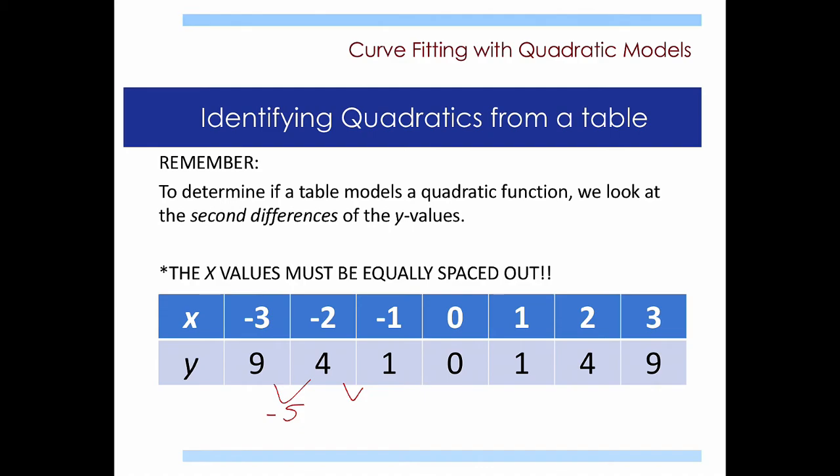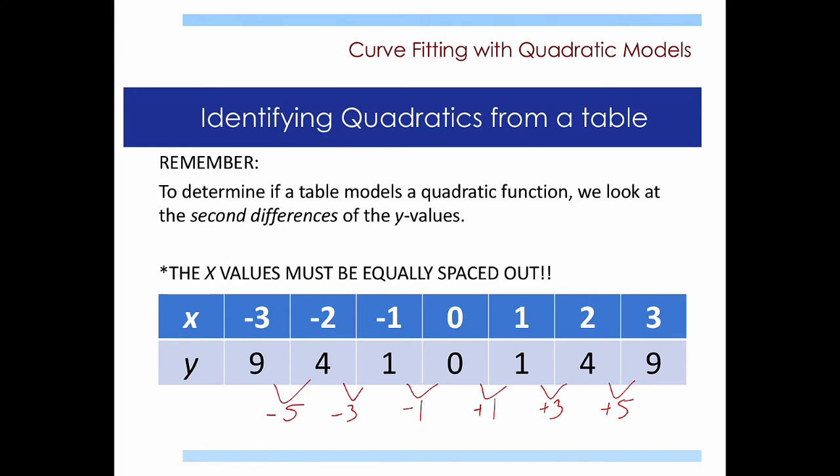Going from 4 to 1, that's -3. 1 to 0, we're going down by 1. 0 to 1, we're going up by 1. 1 to 4, we're going up by 3. And 4 to 9, we're going up by 5. So those are not all constant. Those first differences are not constant, so therefore it's not linear.